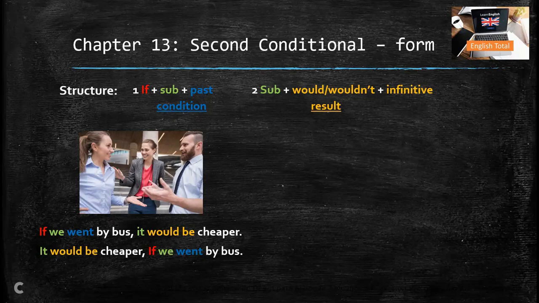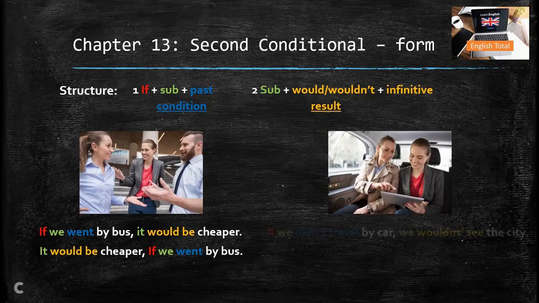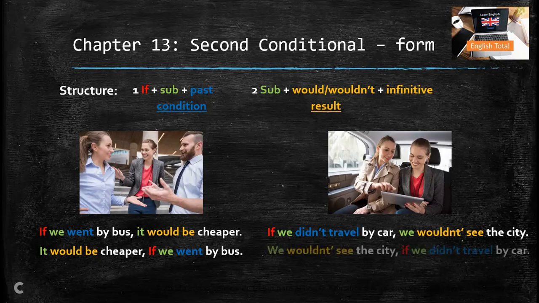Here's another one. If we didn't travel by car, we wouldn't see the city. We wouldn't see the city if we didn't travel by car. Easy, right? Okay, let's move on to question formation.